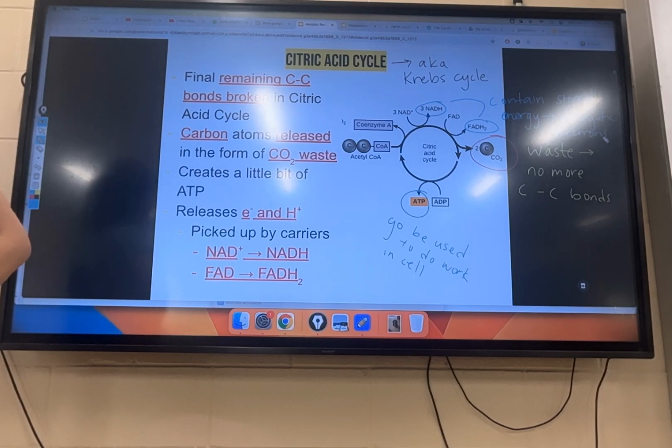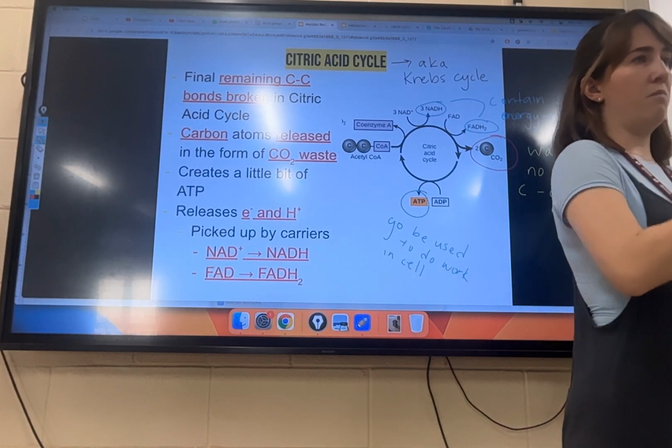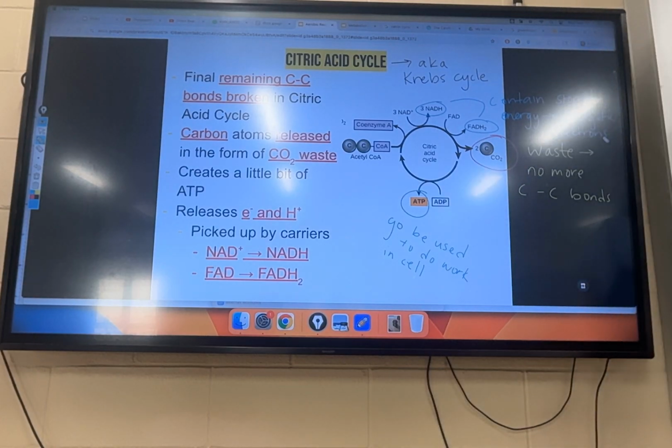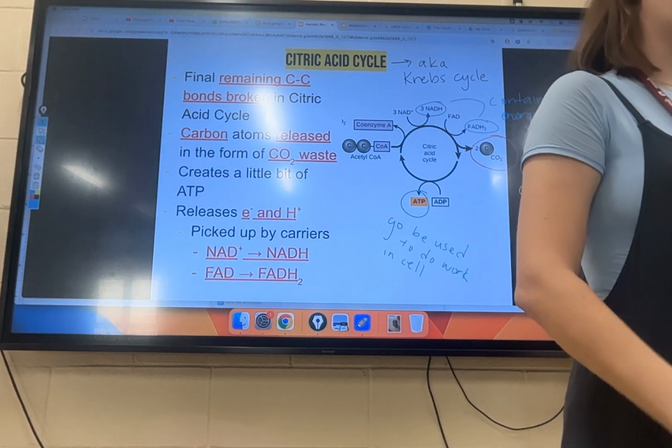But CO2, we had carbons that were in one molecule in glucose. We broke it apart. Those 6 carbons are no longer bonded to each other. They're in this different molecule. But it's the same atoms. They've just been put into different molecules.